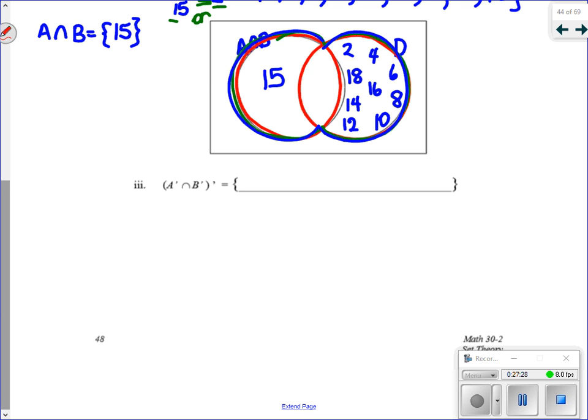Okay, what sets are we going to have to define first? We're going to have to know what the complement of A is. We're going to have to know what the complement of B is. And then we're going to have to see where they intersect and take the complement of that. Okay, so let's start with the complement of A, or A prime. That means everything that's in the universal set, but not in A.